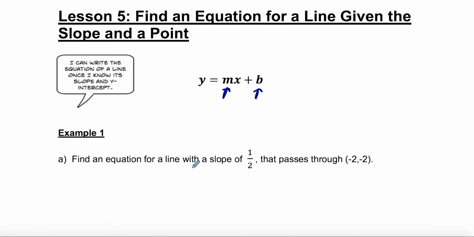So look at example 1. Find an equation for a line with a slope of 1/2, so that's our m, and it passes through -2, -2. So this is a line that passes through this point. A lot of students make the mistake of just saying, oh, well, this must be the y-intercept because that's a y. If this is an x and this is a y, the -2 must be my b, and I'm just going to sub that in for b.